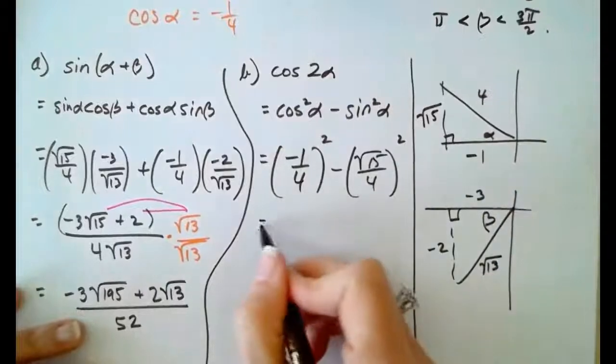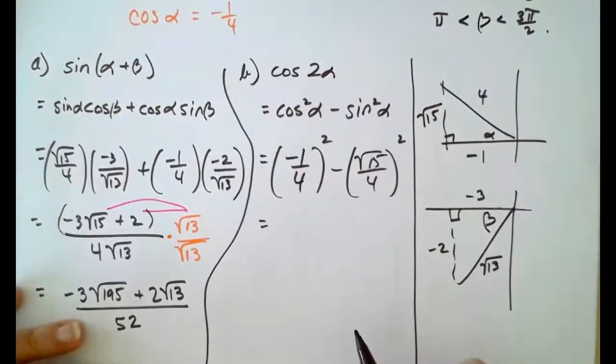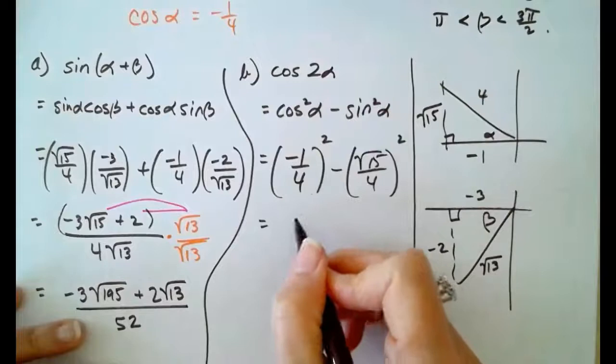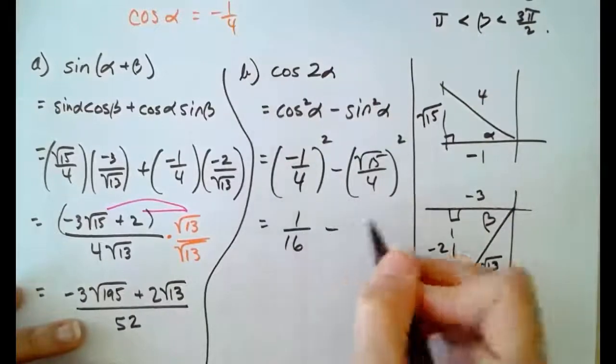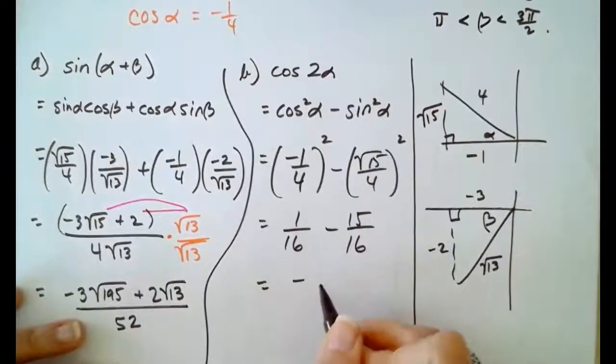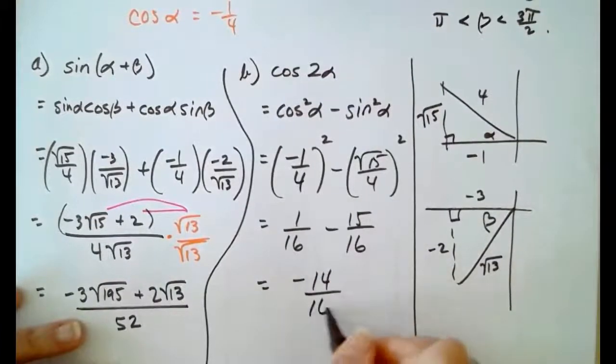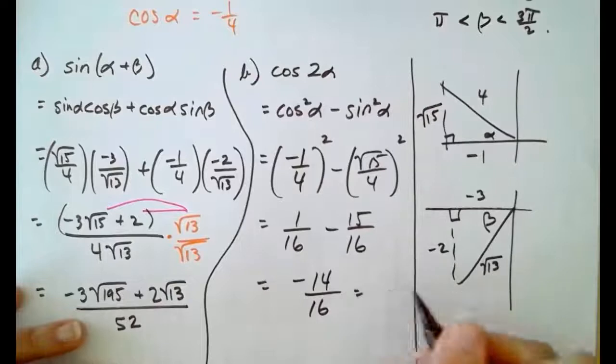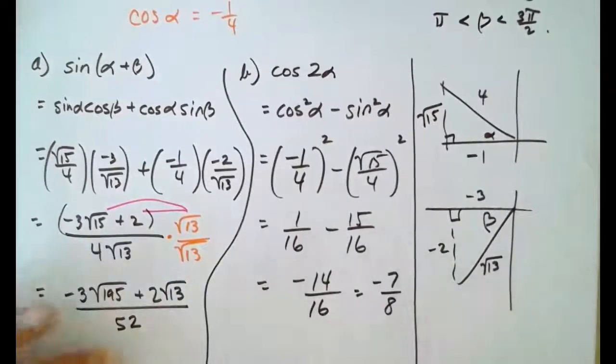Both of these are getting squared, so we're following order of operations. So that is going to be 1 over 16 minus 15 over 16, and that is negative 14 over 16, which we can simplify to simply negative 7/8.